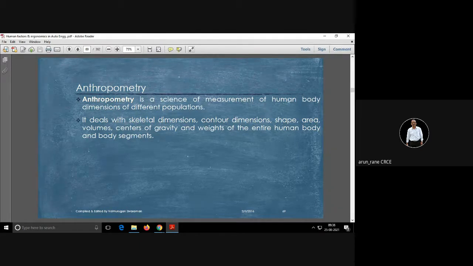So it's the science of measurement of human body dimensions of different populations, and it deals with the skeletal dimensions, contour dimensions, shape, area, volumes, center of gravity, and weights of the entire human body and body segments.